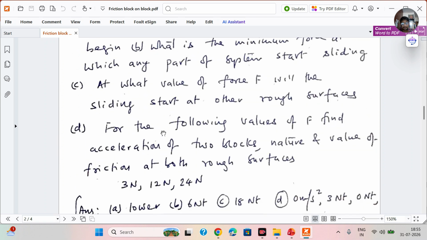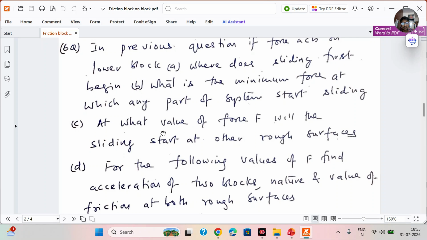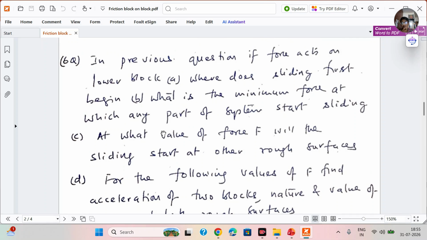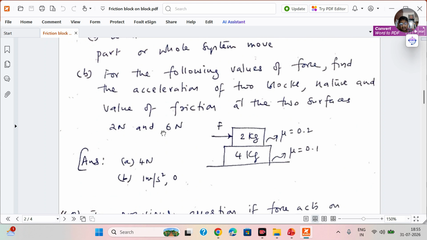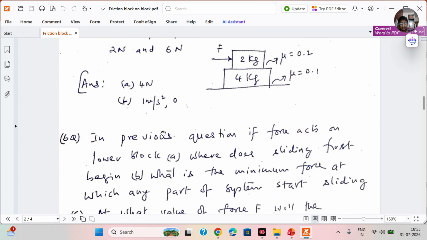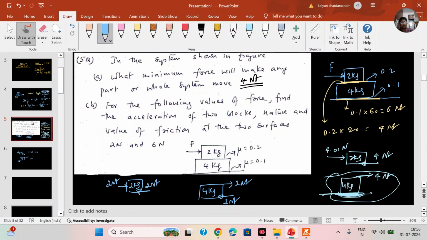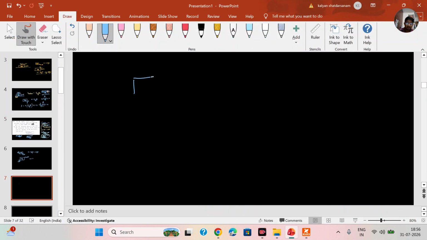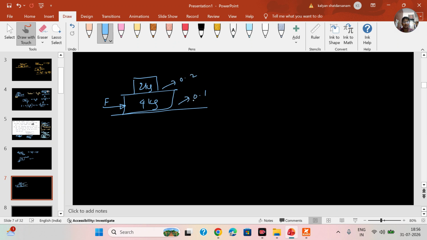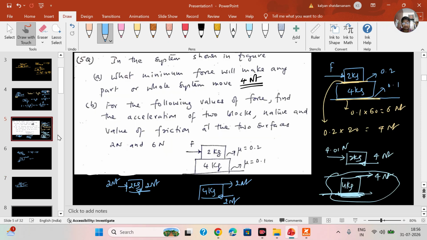Now he has slightly changed the question. Instead of applying the force on the upper block in this example, he is applying the force on the lower block. And then let us solve all the bits. So now I have 2 kg, 4 kg, but I am applying the force here on the lower block. This coefficient is 0.2 and this coefficient is 0.1 as usual. Now the question is, I have multiple questions here. What force will make any part of the system move? I think that is one part of the question.